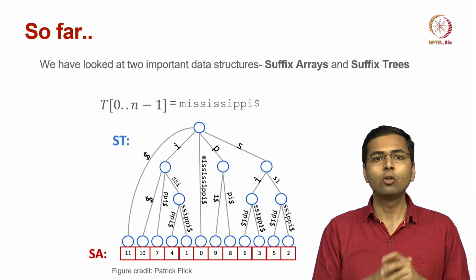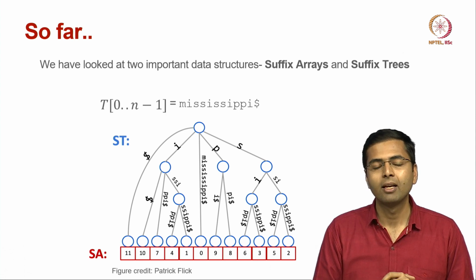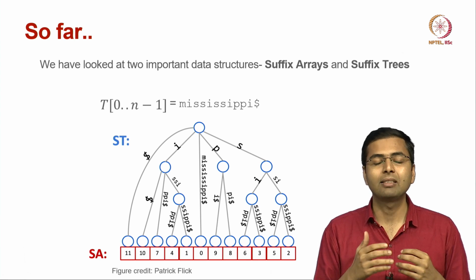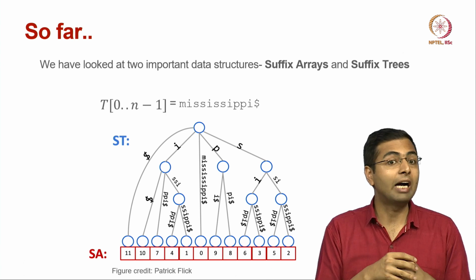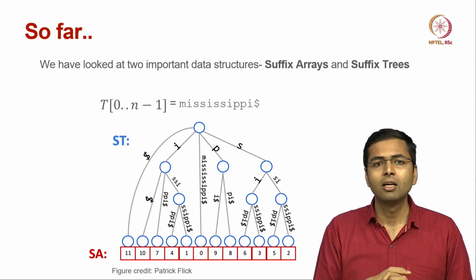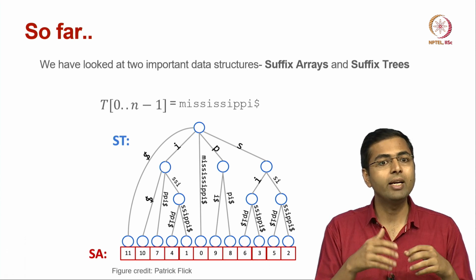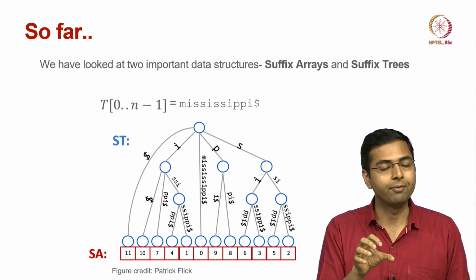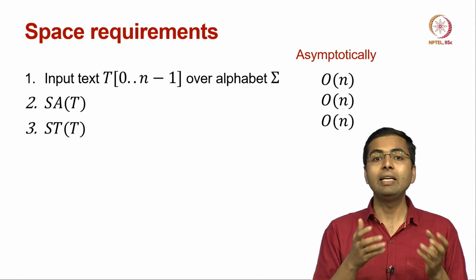So far we have looked at two important data structures: suffix arrays and suffix trees. In both data structures we also have to consider the space that they take. For example, when we are constructing these data structures for large strings such as the entire human genome or even longer genomes, how much space do these indexes take in memory? Because when we are doing any pattern matching or any other application, we will have to store these data structures in memory, right. Asymptotically, we know that both of these data structures take linear space.